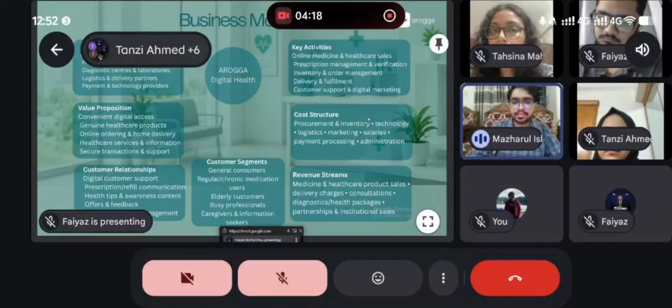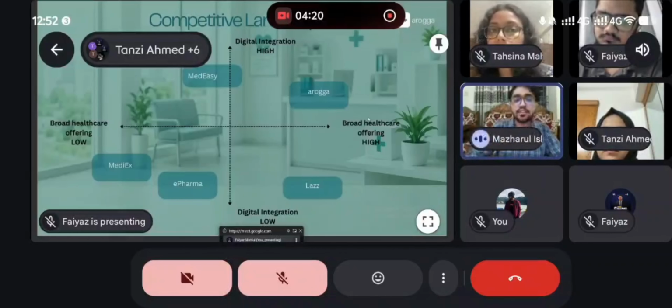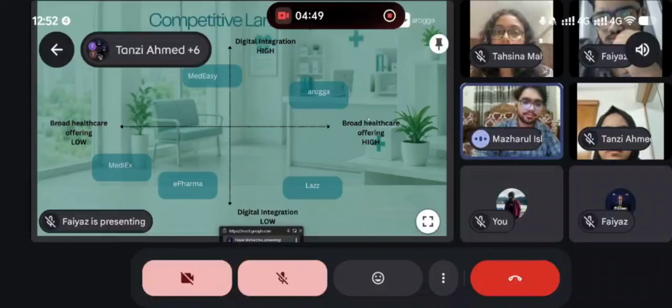Now, moving on to the next slide, the competitive landscape of Arogga and its major competitors. We are comparing companies using two main factors: breadth of healthcare offerings and level of digital integration. The horizontal axis represents breadth of healthcare offerings, and the vertical axis represents digital integration. Arogga is positioned toward the high end of both dimensions. That's it for my part. My other teammates will continue the rest.